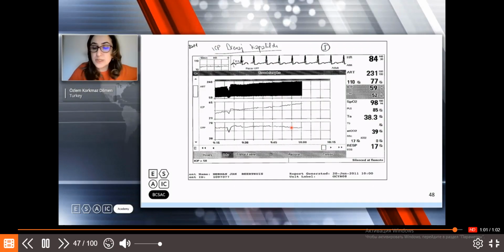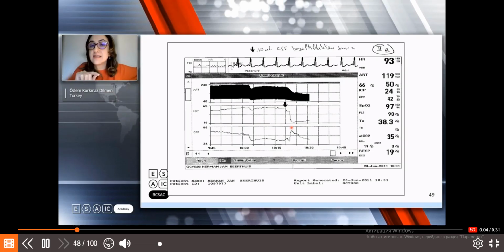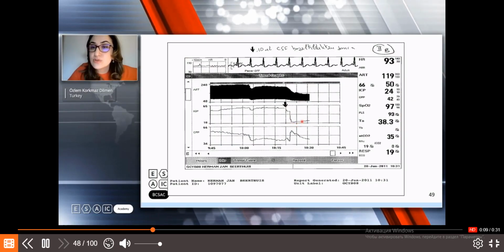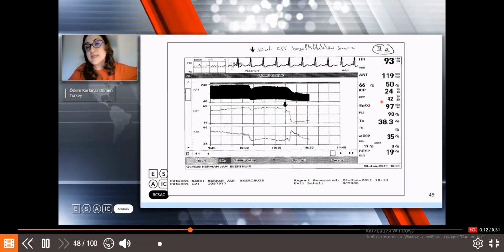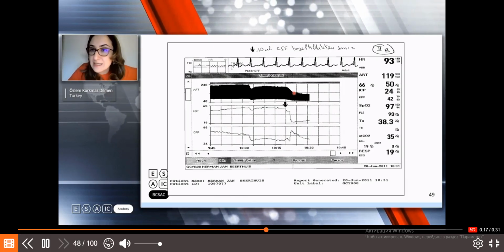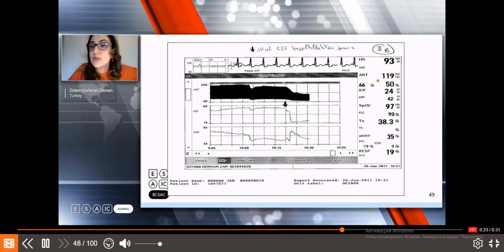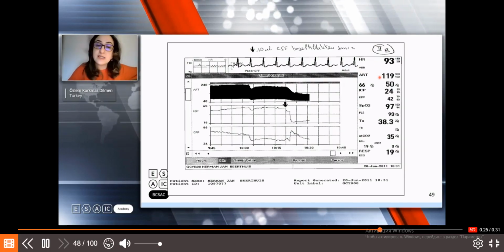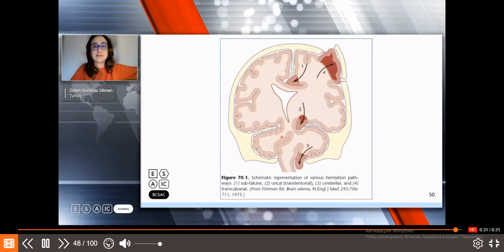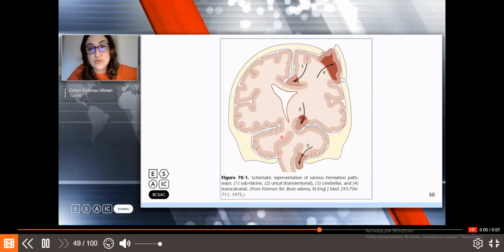That's why, what should we do? We drain just 10 milliliter of cerebrospinal fluid. As you see here, intracranial pressure reduced to 24 millimeter mercury, and the systolic blood pressure reduced itself, without any antihypertensive drug, to 119 millimeter mercury. And please note that cerebral perfusion pressure increased. If we can't reduce the intracranial pressure, the brain goes to herniation.